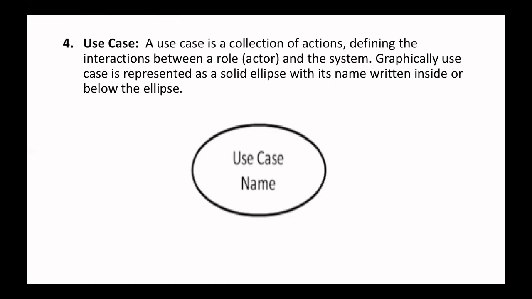As I am mentioning here, a use case is a collection of actions defining the interaction between a role and the system. Graphically, a use case is represented as a solid ellipse with its name written inside or below the ellipse.